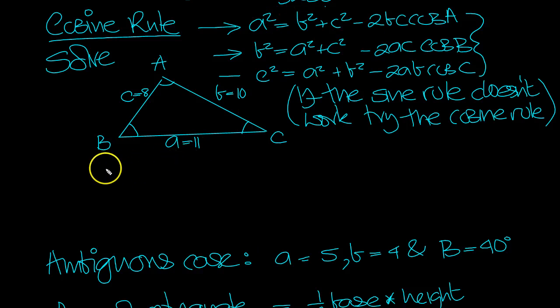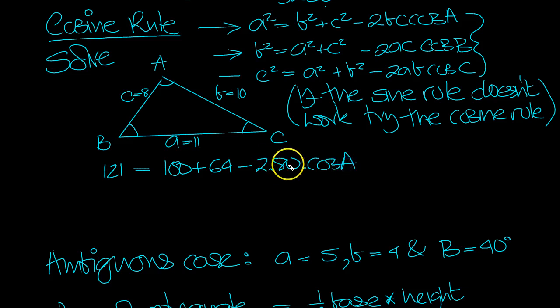A squared, so I'll put it in straight away. 11 squared is 121, is equal to b squared, 10 squared is 100, plus c squared, 8 squared is 64, minus 2 times b times c. b times c is 80, times the cosine of A. This is 160 cos A.